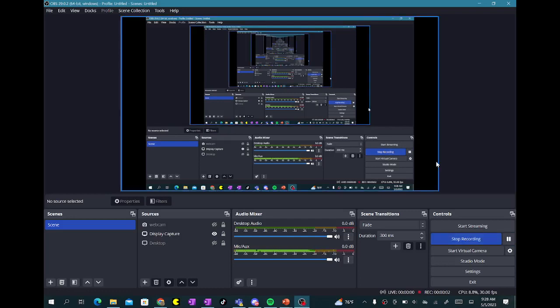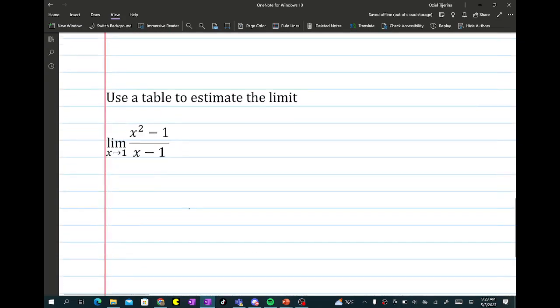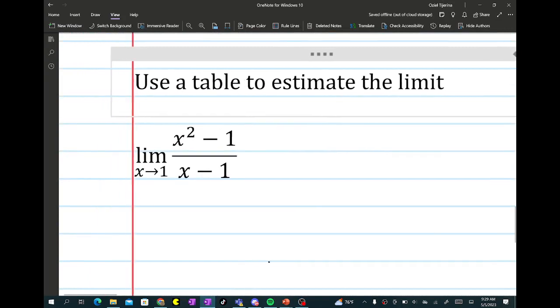Hi guys. In this video, I wanted to move on with Cal 1 for limits. This is introducing an example that I made up, and we're going to do this using a table. Now, this is the problem. It says use a table to estimate the limit, and this is for Cal 1, by the way.